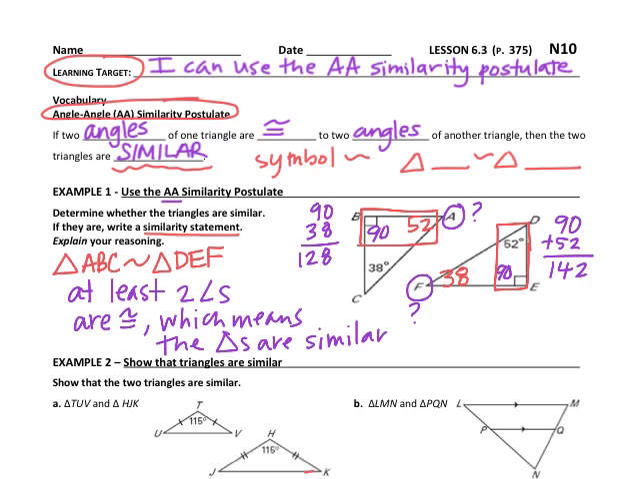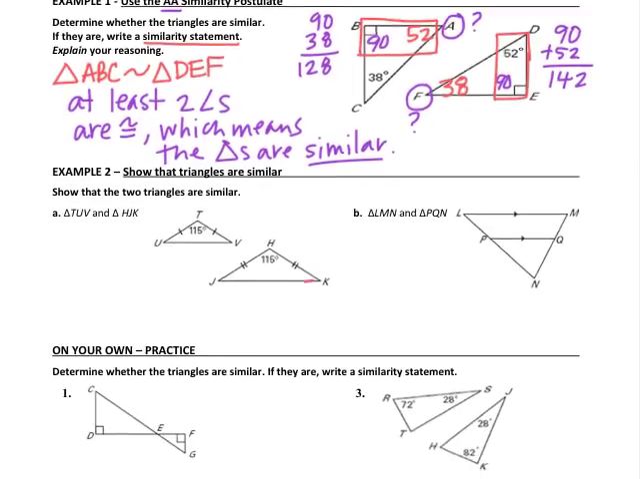Okay, so they don't have to be the exact same. In this case they are because we can see that the angles are all the same measure in each triangle, but at least two of them have to be the same so that they can be similar triangles. Alright, and we're going to extend this idea into example 2.